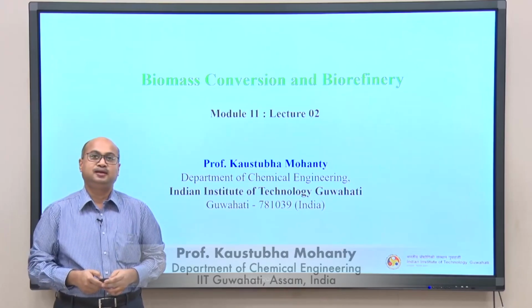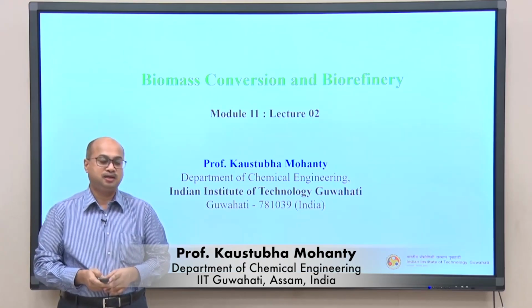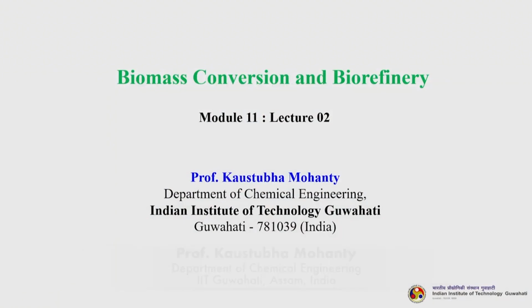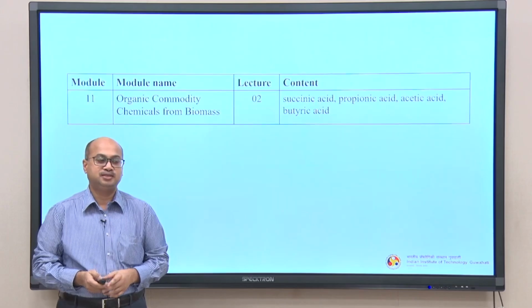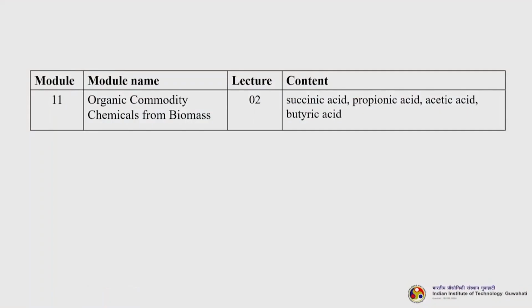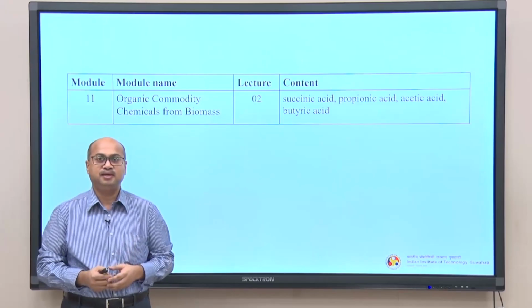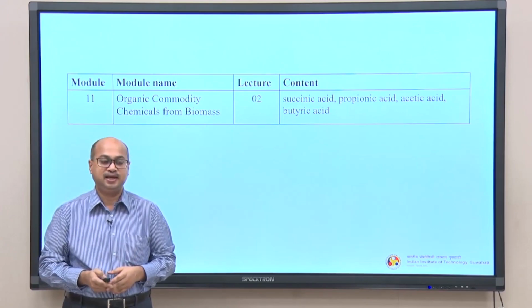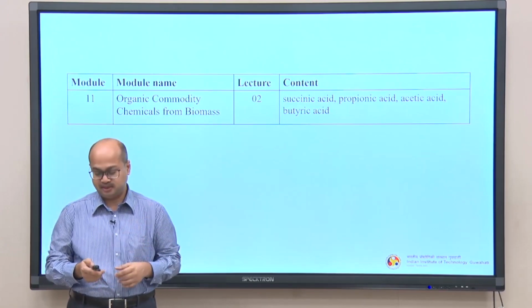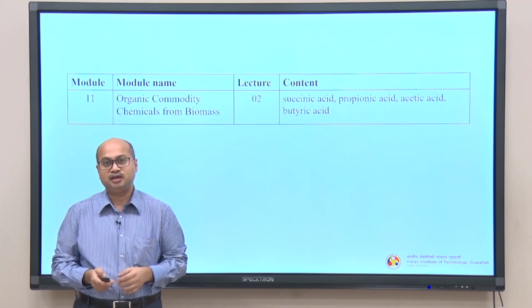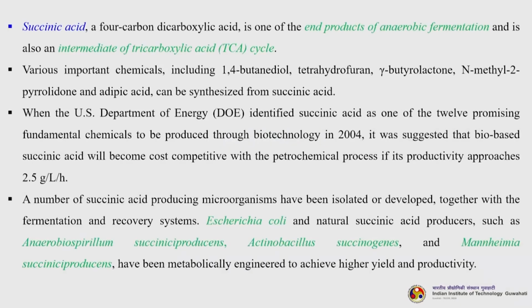Good morning students. Today is lecture 2 under module 11, and as you know, in this module we are discussing the various organic commodity chemicals that can be produced from biomass. In today's lecture we will cover essentially 3 of them: succinic acid, propionic acid, and acetic acid as well as butyric acid. So, let us begin. First we will discuss succinic acid.